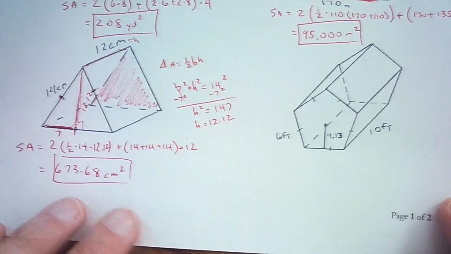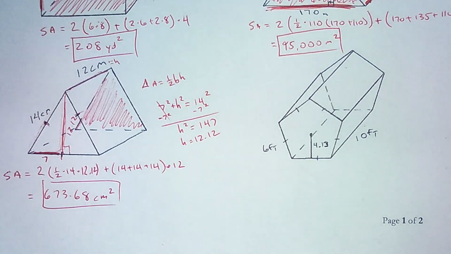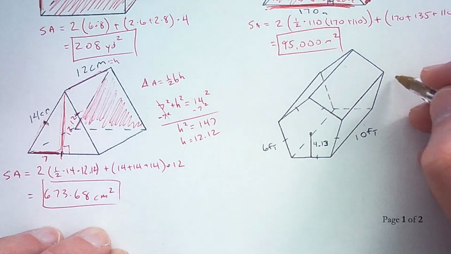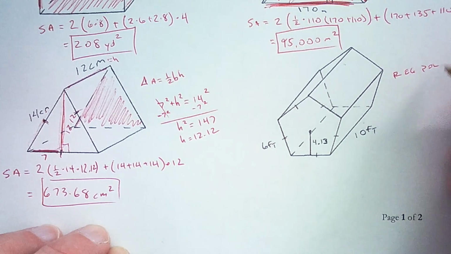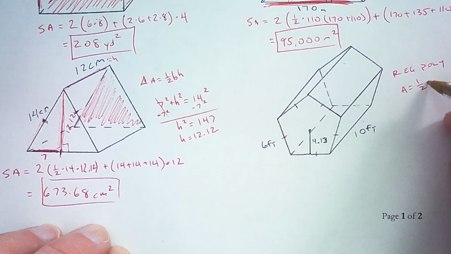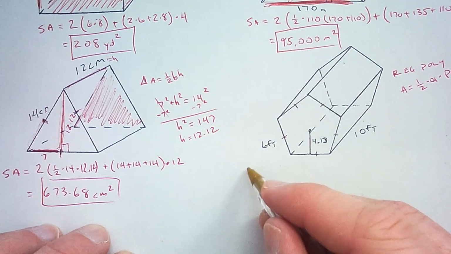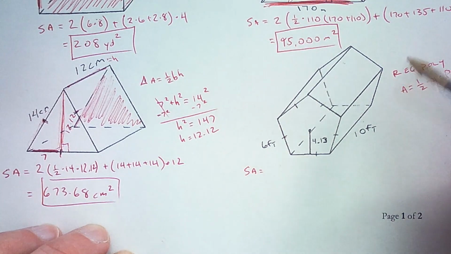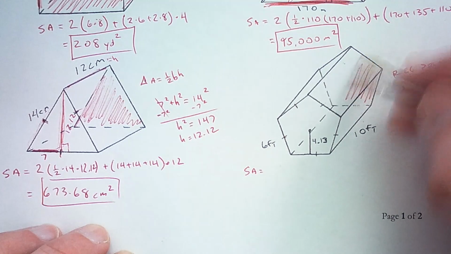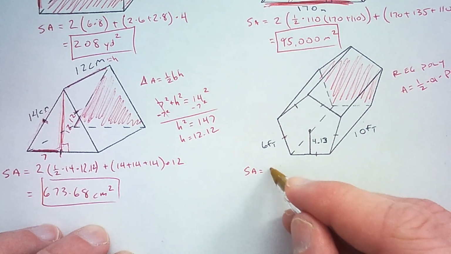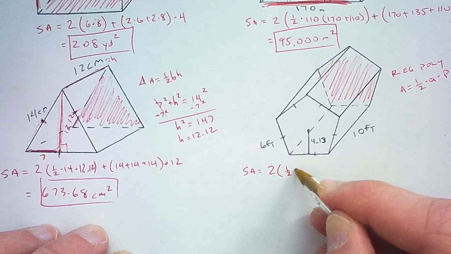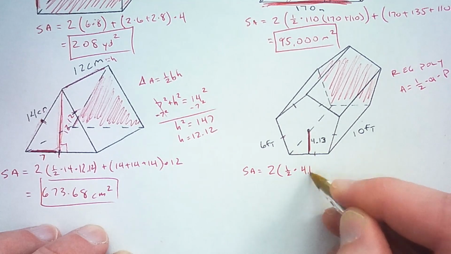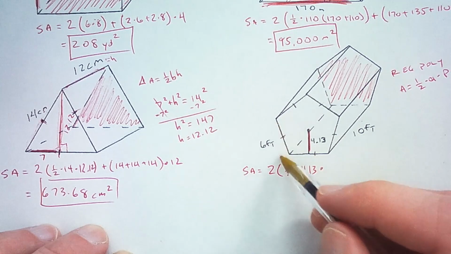And we'll do one last surface area. Here we have a pentagonal prism. So for a pentagon, as with any regular polygon, and I've got tick marks around here that show me this is a regular polygon, the area is 1/2 times the apothem times the perimeter. So our surface area is 2 times the area of a base. Now this is a pentagonal prism, so I have to use the pentagon as the base. So the surface area is 2 times the area of the base, which is 1/2 times the apothem, 4.13, times the perimeter of the base.